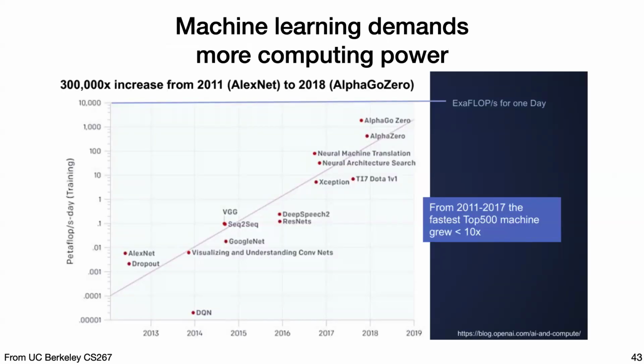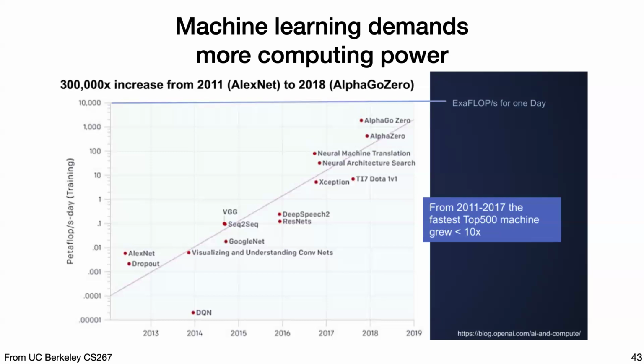In the back here, you can see that the petaflops per day that you need is increasing really fast. There's a 300,000 times increase from 2011, which is AlexNet, to 2018, AlphaGo Zero, and we are even going past that. 2018 was a long time ago, and a lot has happened since then. So you can imagine that the situation is even worse for centers, from our perspective, because you need cycles to support the training.